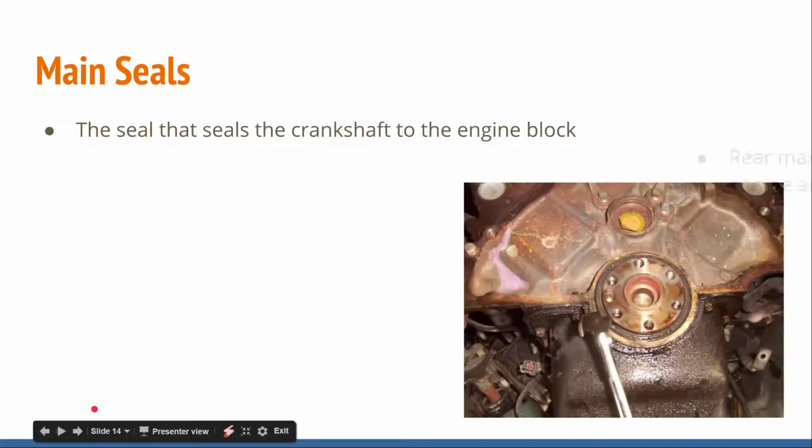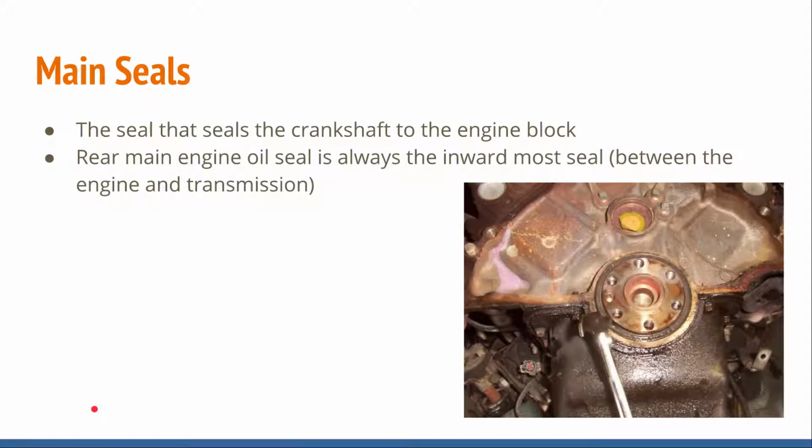That's going to be your main seal. The rear main engine oil seal is always the inward most seal between the engine and the transmission. So when you hear somebody say rear main seal, what does that mean? That means the seal that goes between the engine and the transmission. A front main seal is going to be the outermost crankshaft seal.